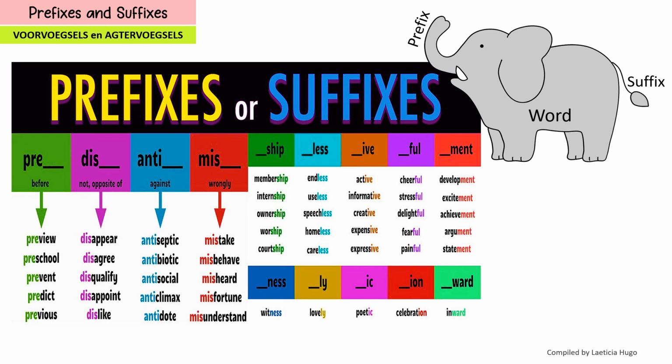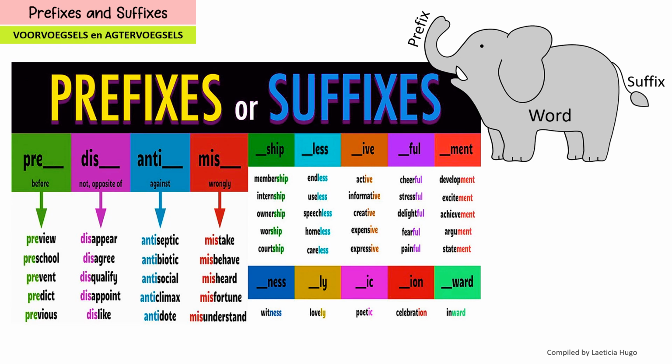So let's look at some examples of prefixes or suffixes. In the green block, you will see pre, then dis in the purple block, anti in the blue block, and mis in the red block. Let's just go through. Pre means before. So preview, we're having a preview of the movie. That means you are viewing the movie before other people. Preview. Preschool, prevent, predict, or previous. Then let's have a look at dis. Dis means not, or the opposite of.